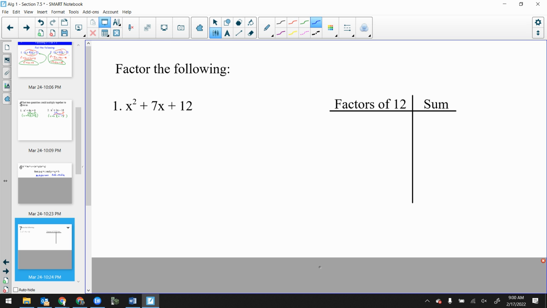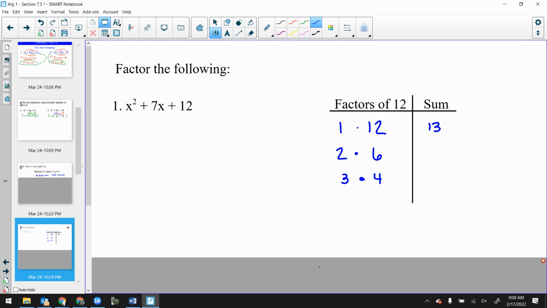Now, let's go through the whole list. 1 times 12. 2 times 6. 3 times 4. Anything else? Right, now, could I wrap that around on the other side? 4 times 3, 6 times 2, 12 times 1? Yes, and that will come into play here in a second. But for our purposes right now, 1 times 12 is essentially the same as 12 times 1. You want to know why? Because what is their sum? 13. 1 plus 12 is 13.